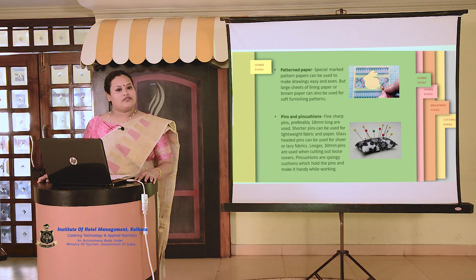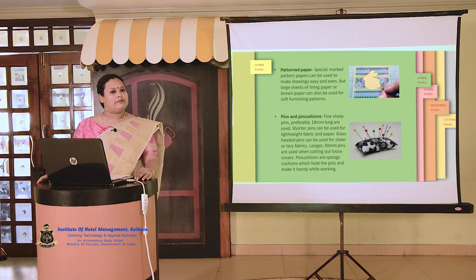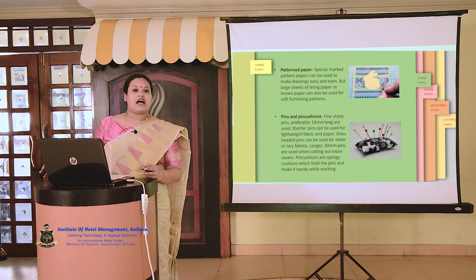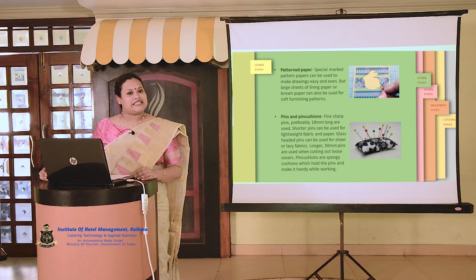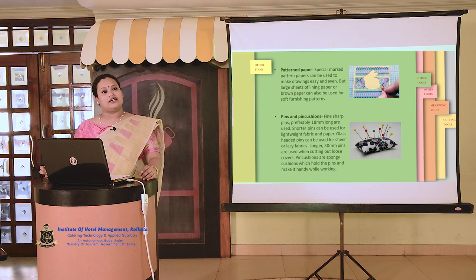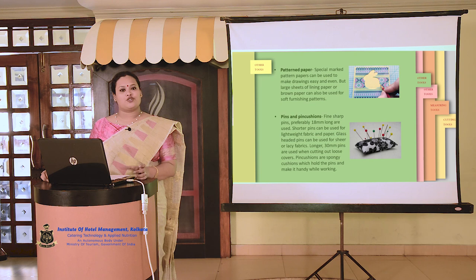The pins are usually 18 mm in length. Smaller pins are used for lightweight fabric. Glass pointed pins or glass headed pins are used for fabrics like sheers and lacy fabrics, and 30 mm pins are used for cutting out loose covers from large pieces of fabric. Along with pins comes a pin cushion, which is like a small sponge cushion in which you poke the pins so that you don't lose them and they come handy while you are working.